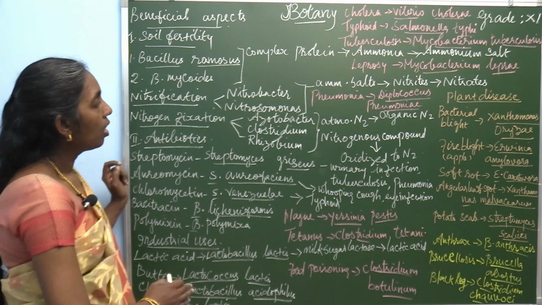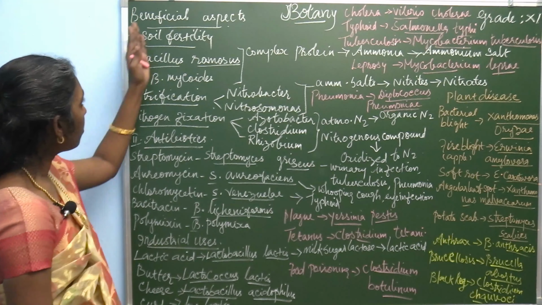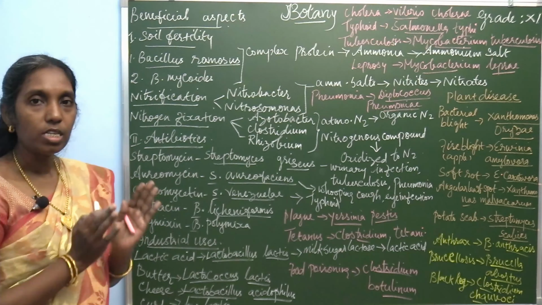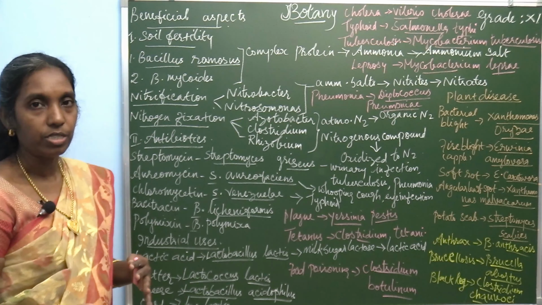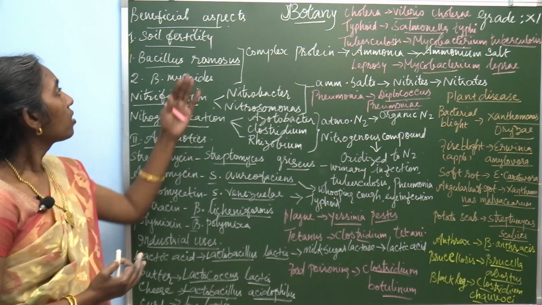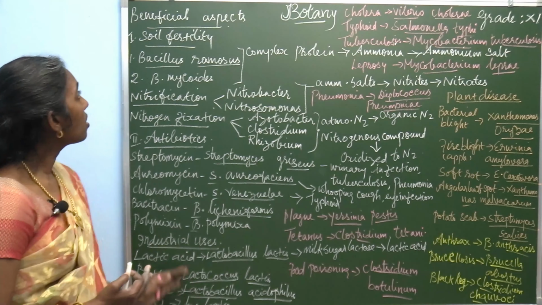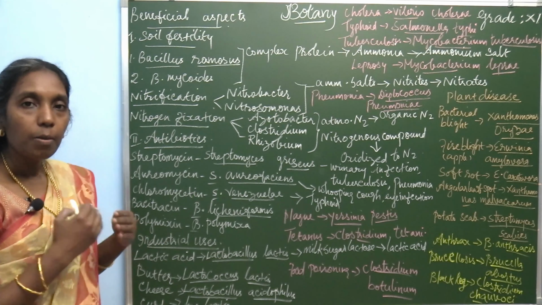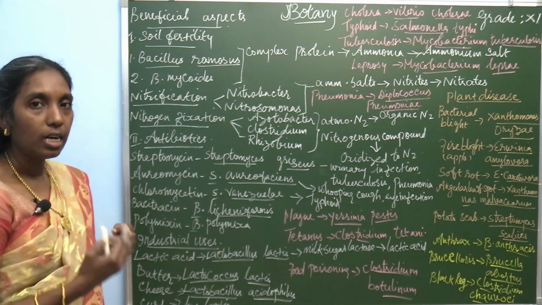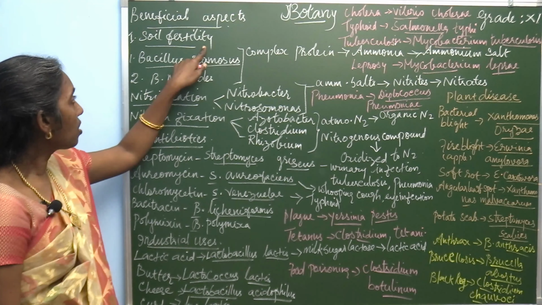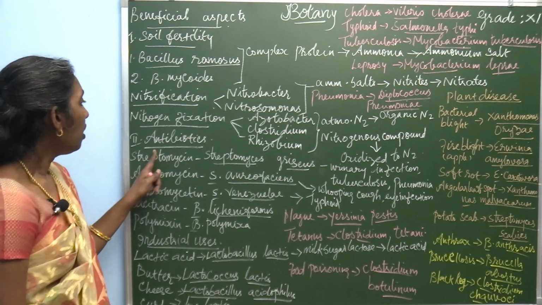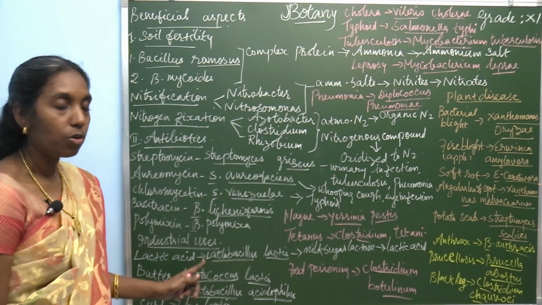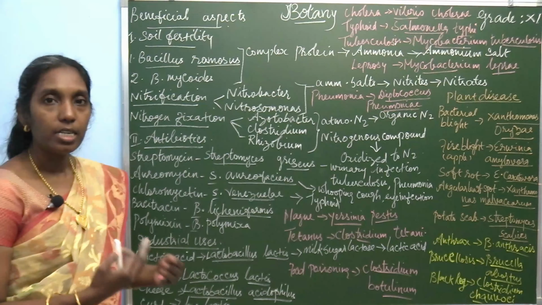So, first question, you are going to learn the beneficial aspects of bacteria. Today you are going to learn two questions. One is beneficial activity, another one is harmful activity. Economic importance. So, economically this is beneficial. What are the beneficial aspects of bacteria? Bacteria are helpful for increasing soil fertility and production of antibiotics, and they play a very important role in the industry. So, industrial use.